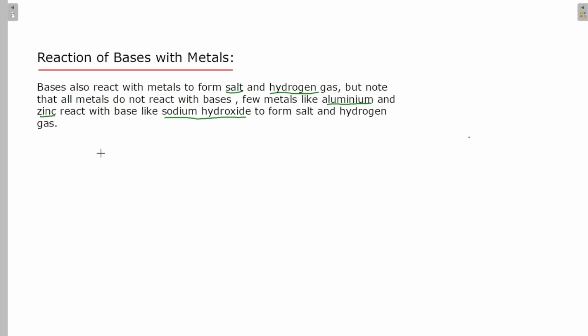Let us write the chemical equation for the reaction of zinc with sodium hydroxide. The reaction of metal zinc with the base sodium hydroxide will give sodium zincate salt, that is Na2ZnO2. Sodium zincate has the formula Na2ZnO2, along with the liberation of hydrogen gas. We have to balance the equation. There are two sodium atoms here, so I will write 2 here. Now all the atoms are balanced. You have to write the name of the salt, sodium zincate.